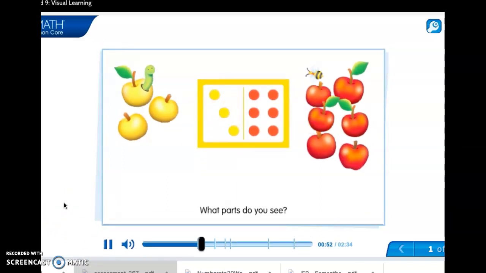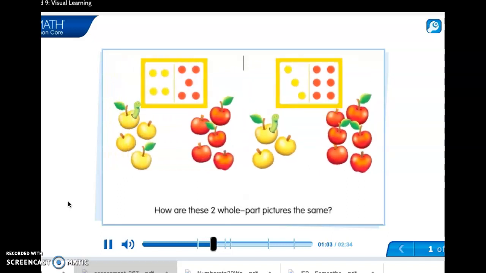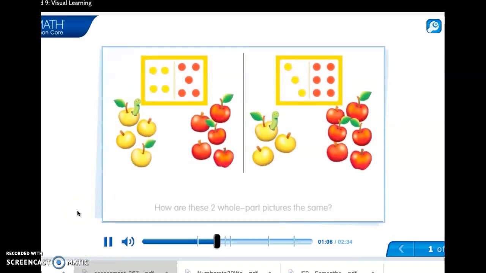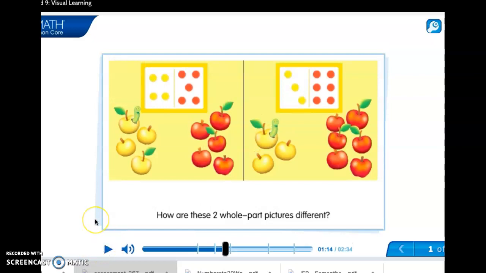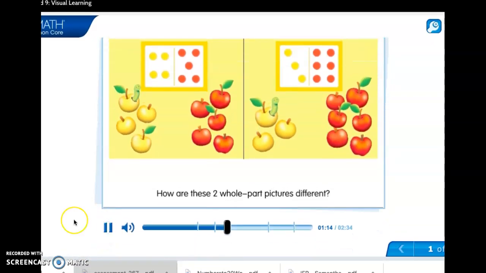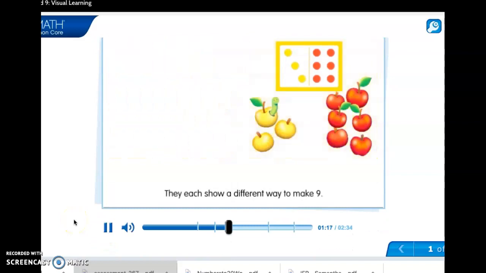What parts do you see? There is a 3-part and a 6-part. How are these 2 whole part pictures the same? They both show 9 counters. How are these 2 whole part pictures different? They each show a different way to make 9.